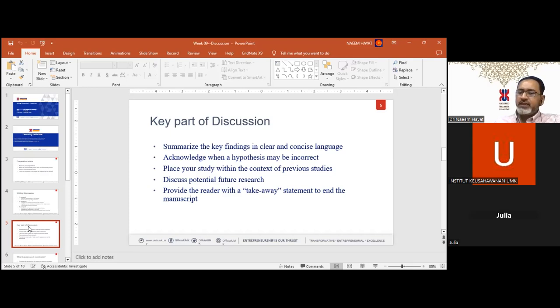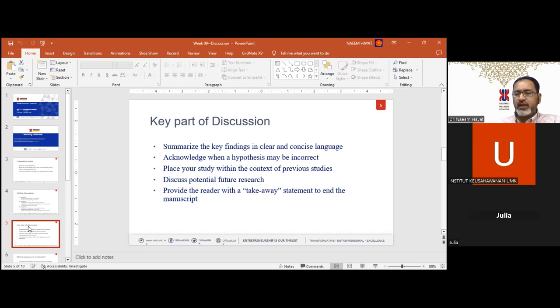Place your study within the context of the previous study. It means every study that we are writing is contributing something to the literature. We need to justify how our research is placed among the already available research and how it contributes something to the literature. Potential future research must be discussed. It means the shortcomings, or maybe the future research questions that need to be elaborated or added to answer.